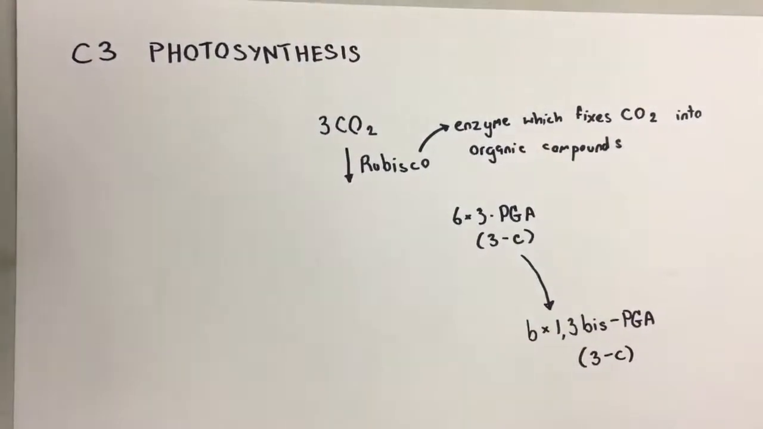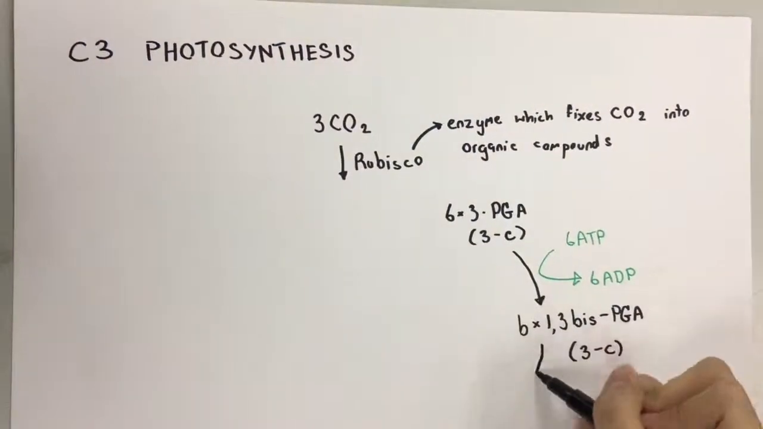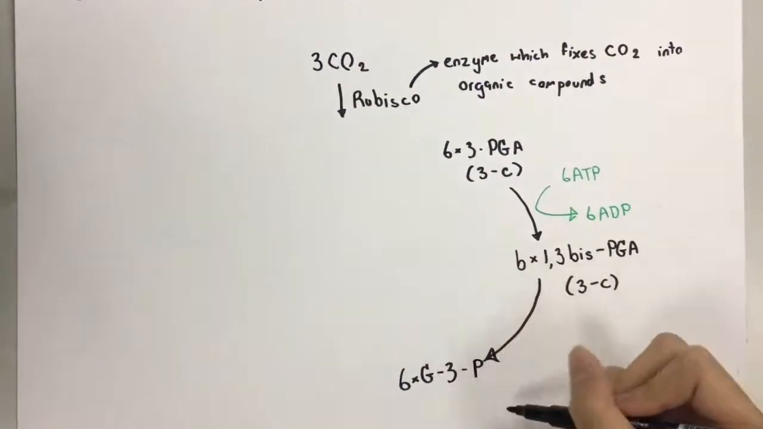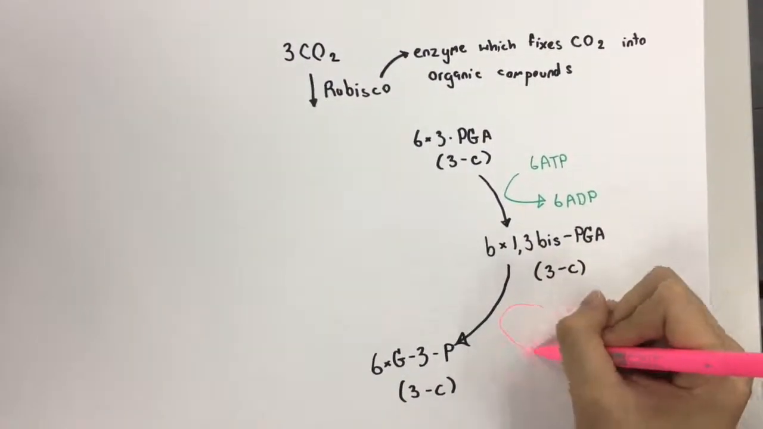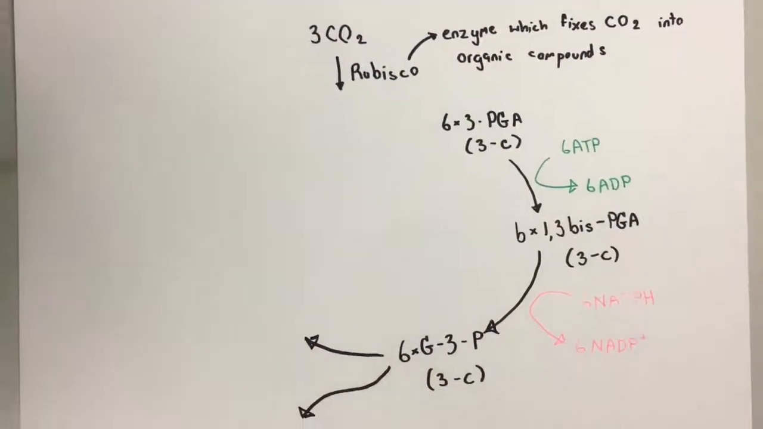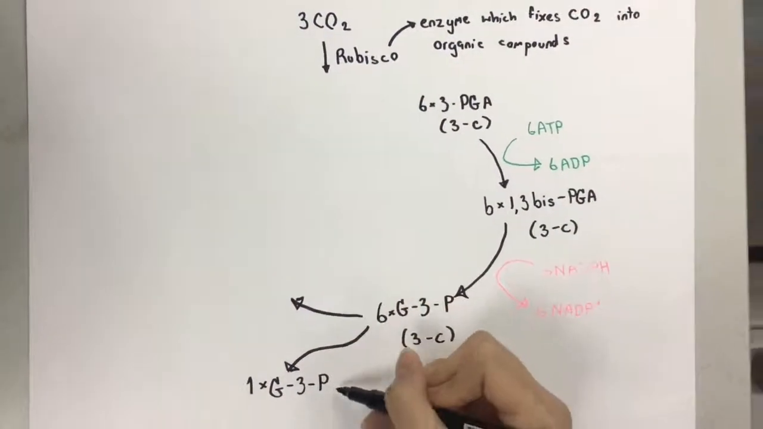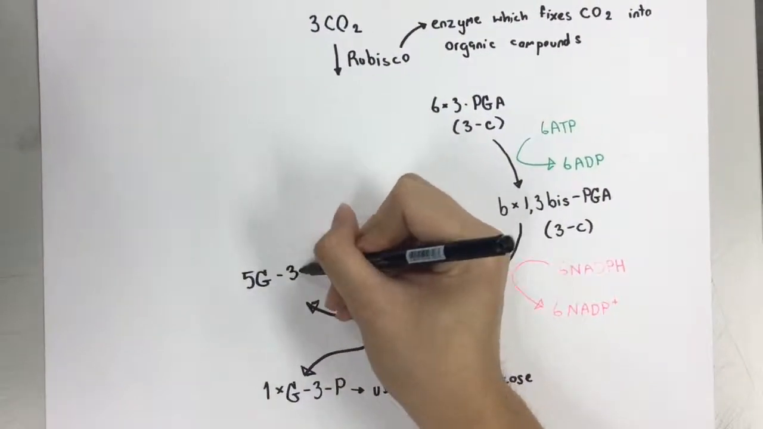In the second step, ATP and NADPH are used to convert the 3-PGA molecules into molecules of a 3-carbon sugar, or G3P. Some G3P molecules go to make glucose, while others must be recycled to regenerate the RuBP acceptor.